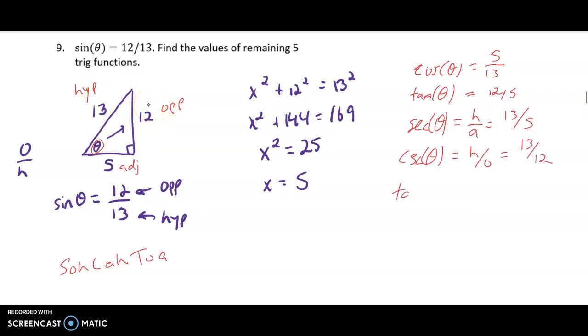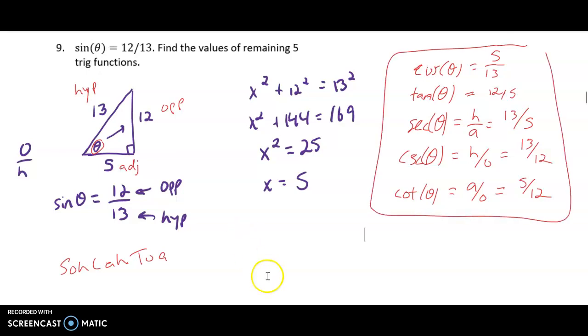And then cotangent of theta, I always say Ayo, is adjacent over opposite. See? Ayo, as opposed to Oa in tangent. So, not tangent, cotangent. So, what's adjacent? It's 5. What is opposite? It is 12. And then I have the 5 remaining trig functions, and we're done with this problem. Hopefully that helps.